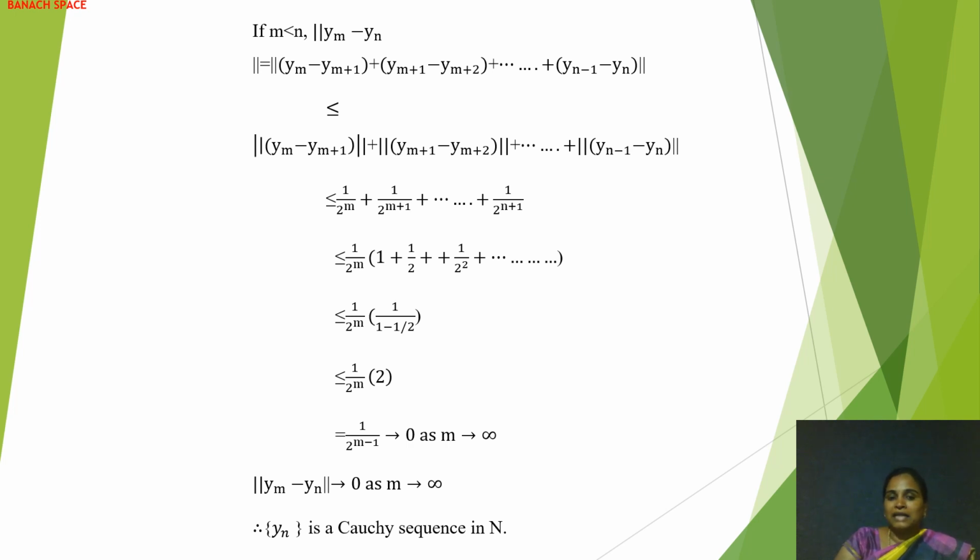So 2 can be cancelled, which is equal to 1 by 2 power m minus 1, which tends to 0 as m tends to infinity. So the right hand side tends to 0, then automatically the left hand side also tends to 0. That is, norm ym minus yn tends to 0 as m tends to infinity. Therefore, the sequence yn is a Cauchy sequence in N.